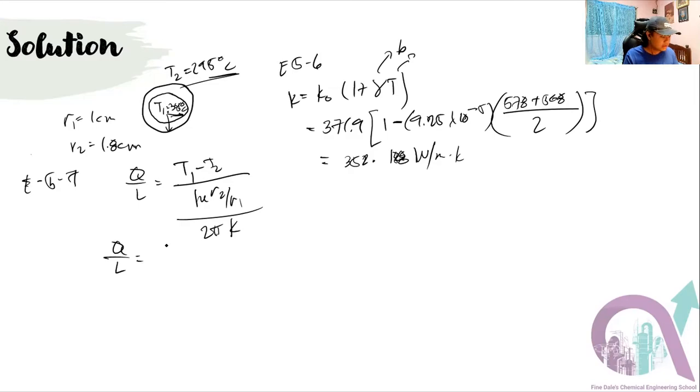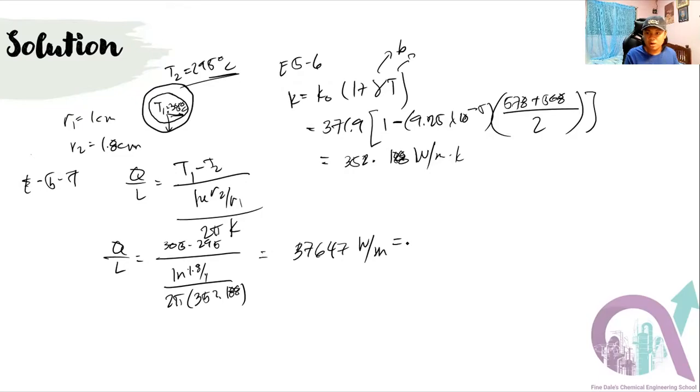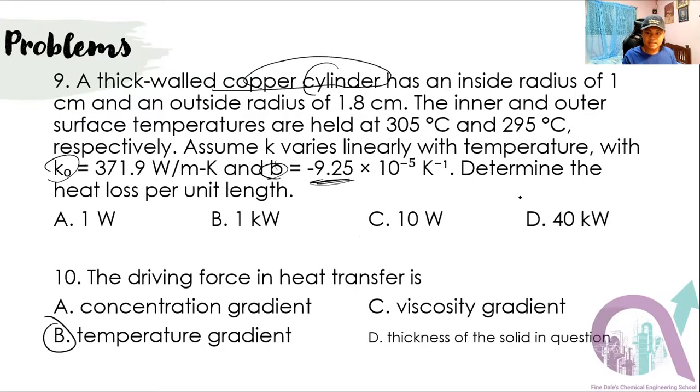Substitute all that here. You have 305, 295 over 1.81, and then you have 2 pi times 352.188. So you have 37,647 watts per meter, or if you convert that to kilowatt per meter and round it off to the nearest 10,000, you will get 40 kilowatt per meter. So that's letter D.